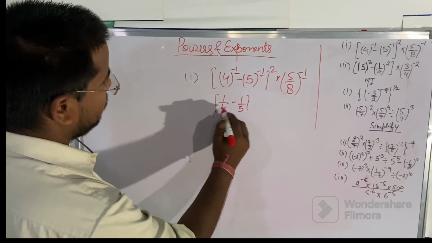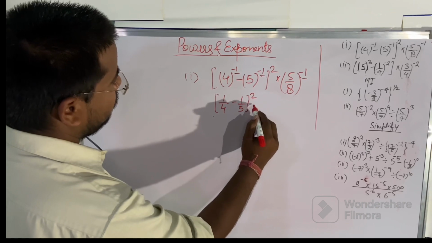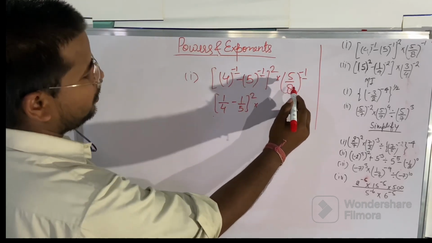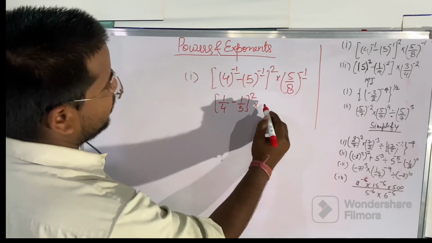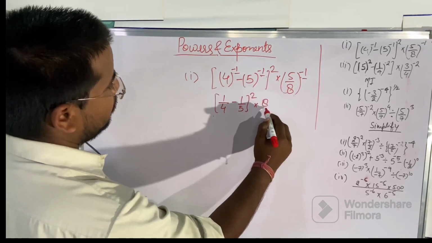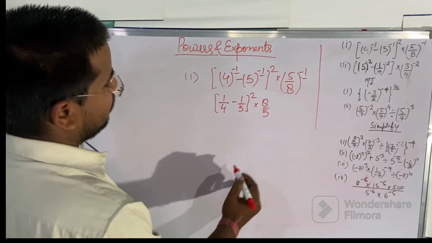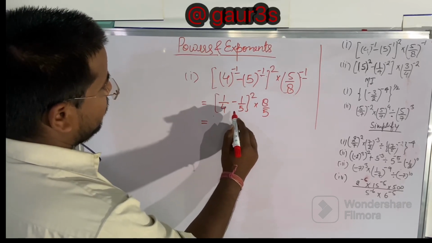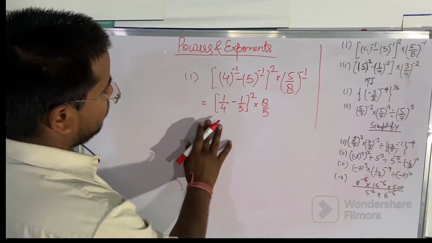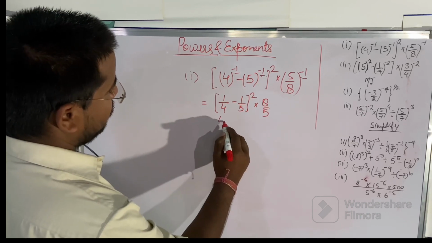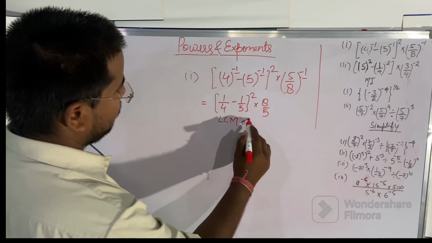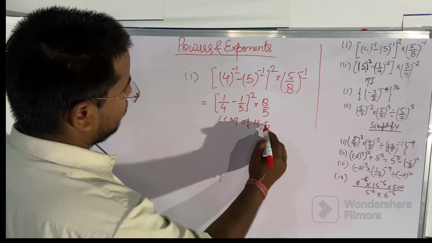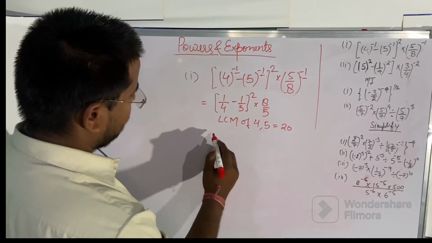Its power is 2, multiply, because its power is -1. So if I write the reciprocal of that number, the power becomes positive. So this is the fraction. First I take the LCM and then we solve the subtraction of fractions. So the LCM of 4 and 5 is equal to 20.